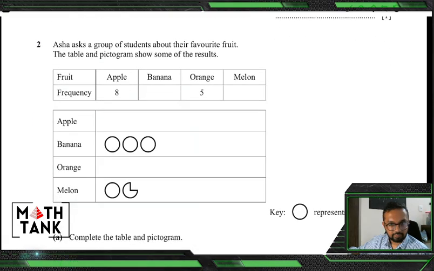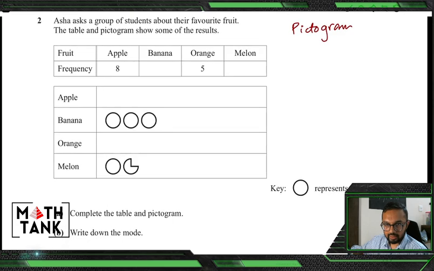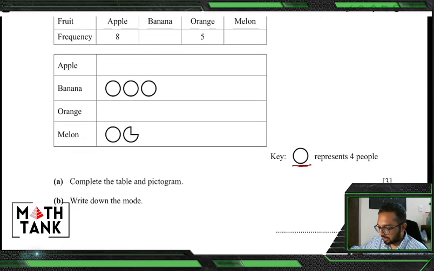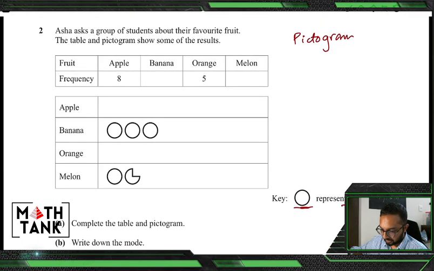Then that's very rare to have a pictogram. This is called a pictogram, where you represent your data with pictures. And that's very rare. So let's see what it says. It says the key that the circle represents 4 people. Okay. Asha asks a group of students about their favorite food. The table and pictogram show some of these results. So 8, it says complete the pictogram. So how many circles would I have to draw? I would have to draw 2 circles.